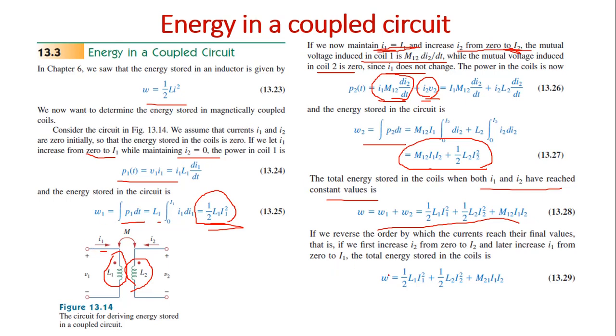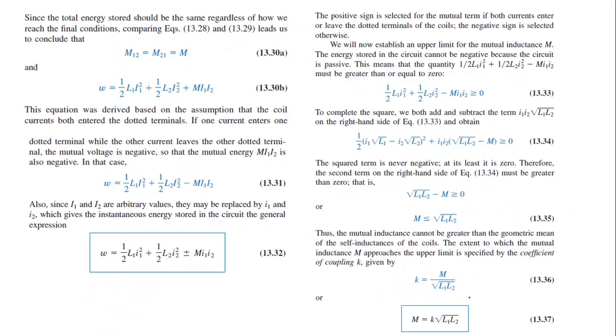Now what happens is the energy will be the same, that is half L1 I1 square plus half L2 I2 square. The only thing that will change is the mutual inductance value, which is M21. Here you can notice that it is M12. This is the only parameter which will change when we switch the order of increase in current. That is, we will change I2 first, then I1. Okay, so this is the total energy stored.